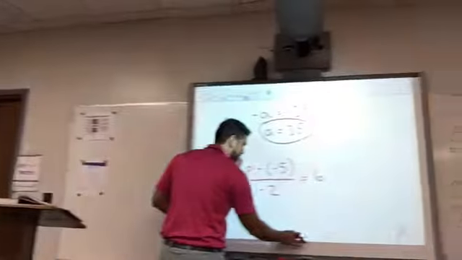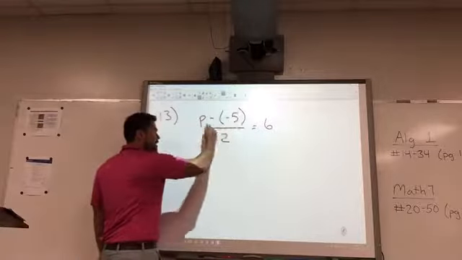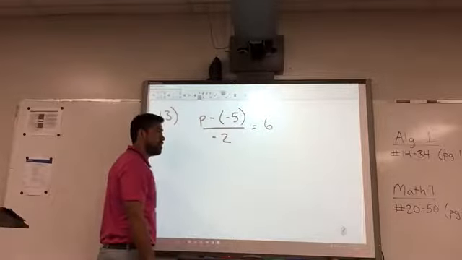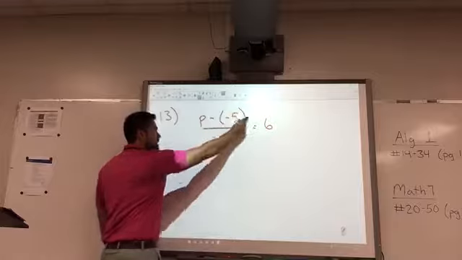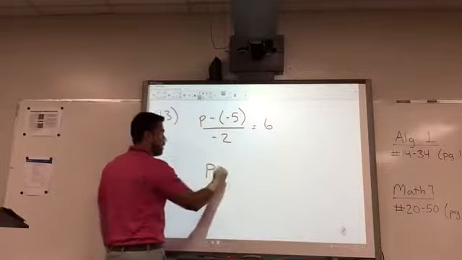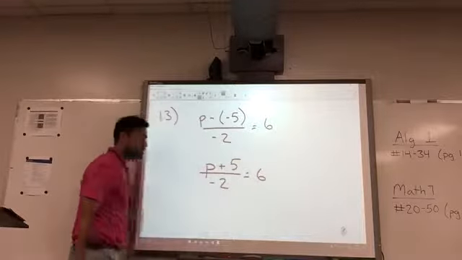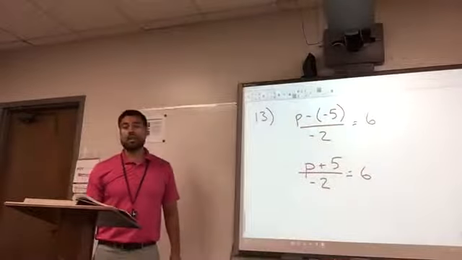So is this what you're thinking here? Oh, and here's the thing. If you're looking at this and saying, can't you rewrite this? Can anyone rewrite this using addition? It'd be P plus 5. So I'm going to rewrite this problem. Can I deal with that now? I can deal with that very easily.